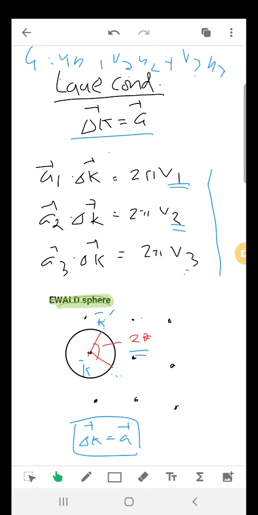Again, by the Laue condition, the scattering vector should be equal to the reciprocal lattice vector, and so we can have 2 pi. If we take the dot product of these two, we get v1, v2 and v3, which are the coefficients of the reciprocal lattice vectors. We can also have the Ewald sphere construction, which involves the reciprocal lattice points, and diffraction will only take place when the Ewald sphere passes through both the incident and diffracted lattice points.